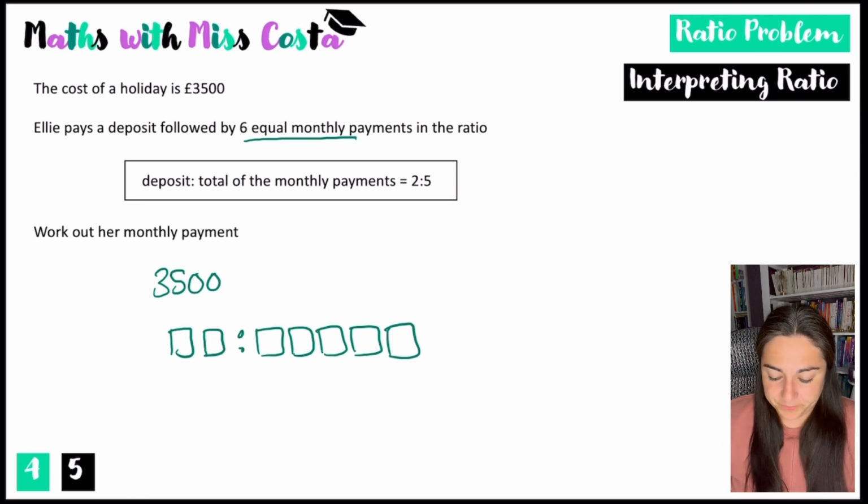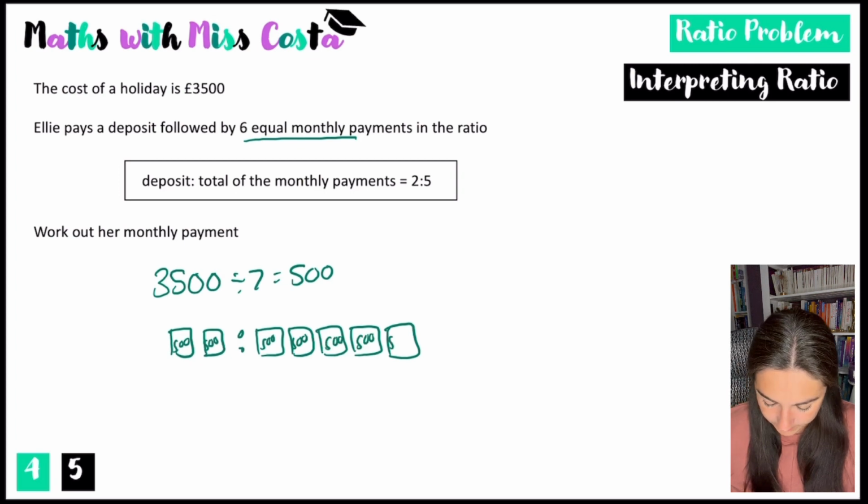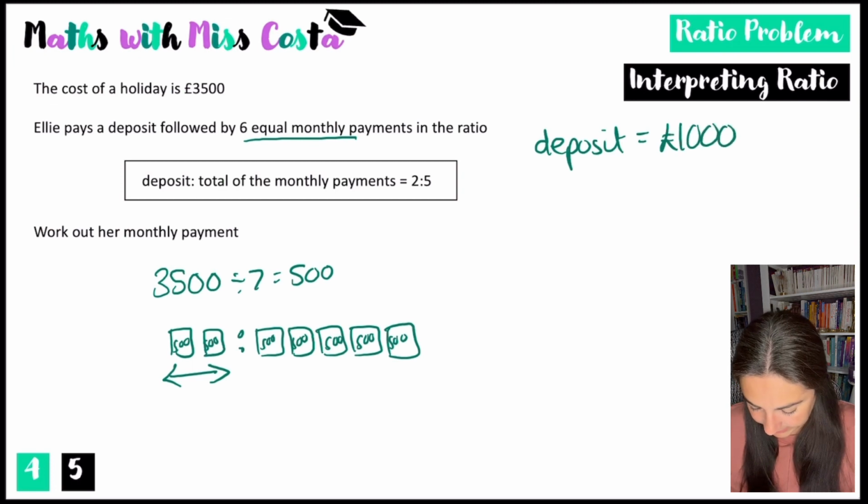We're splitting it into 7 parts. So 3,500 divided by 7 is 500. So each part is worth 500. So therefore, you know that her deposit was £1,000. The deposit is £1,000. Okay, which must mean that she's left with £2,500 left to pay.